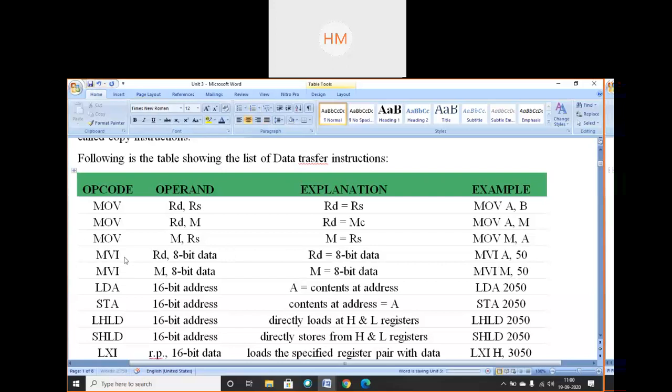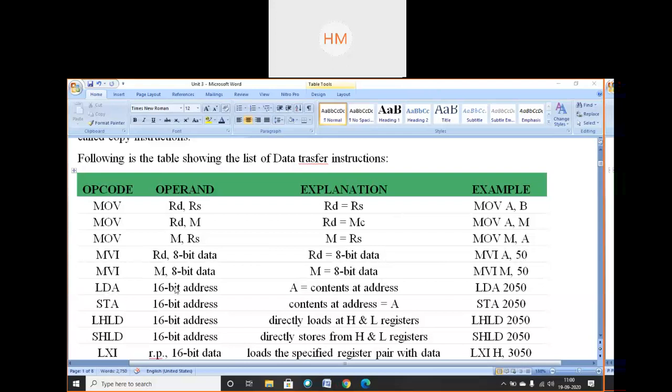So you all know this instruction set. Then the MVI instruction: MVI Rd, 8-bit data; MVI M, 8-bit data. So the 8-bit data, 50 hex as shown, will move to your accumulator. Its addressing mode is immediate addressing mode. You all know the addressing modes also.